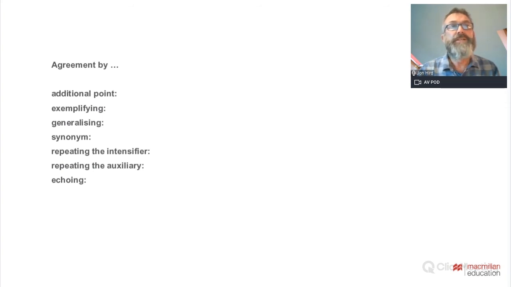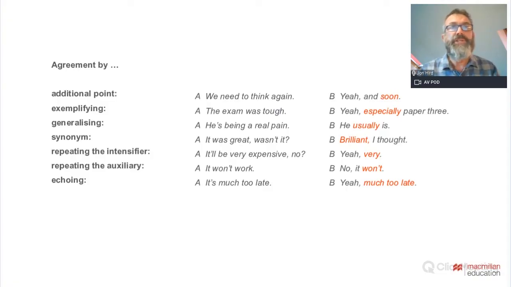Okay. So here are some more techniques. So this is kind of the things that we can look at. Agreement by additional point. Yeah, and agreement by exemplifying. Agreement by giving an example. Generalizing. We tend to agree by generalizing. Agreement by synonym that one of you just mentioned. Repeating the intensifier, the auxiliary, and echoing. So what we can do is teach language like this. I'll just let you look at that for a few seconds.